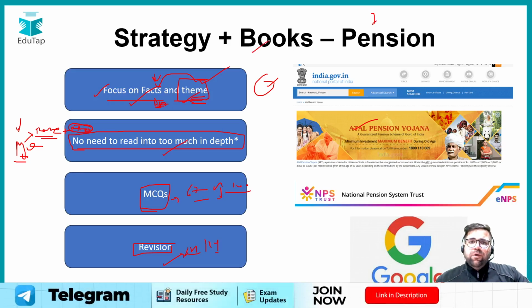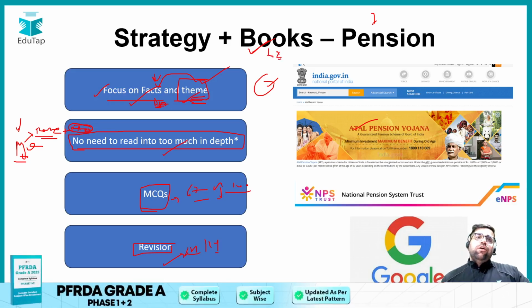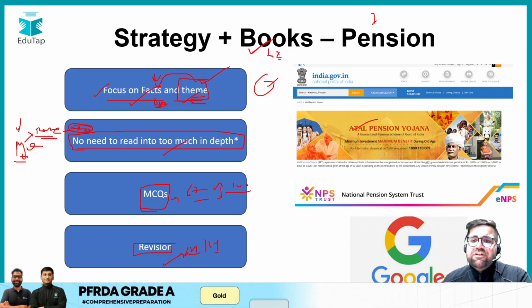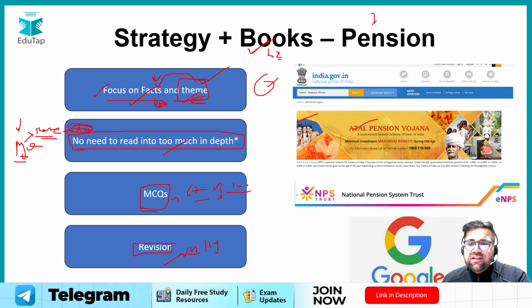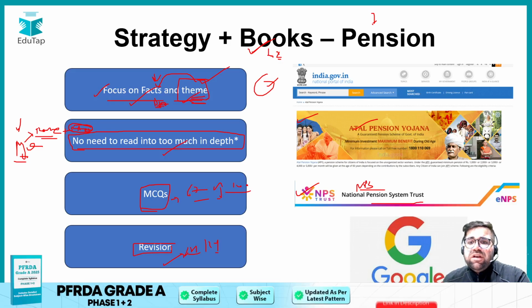Now let's talk about books and sources. Now see, frankly speaking, I will not recommend you any book. Why? Because there is no standard book which covers the entire syllabus of pension. So what you can do is visit the sites individually. For example, this is the snippet of the Atal Pension Yojana website. This is the snippet of your National Pension System Trust, which is again a very important component of NPS. So you can visit individual sites and gather a lot of information.